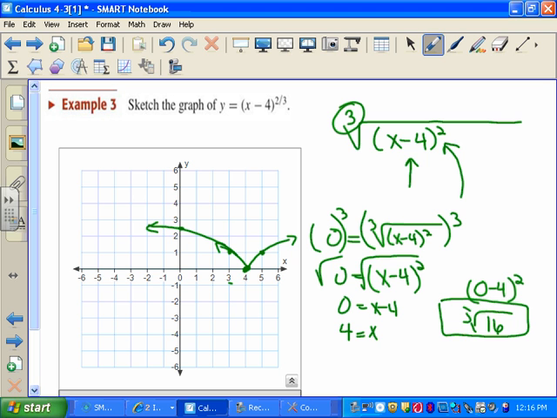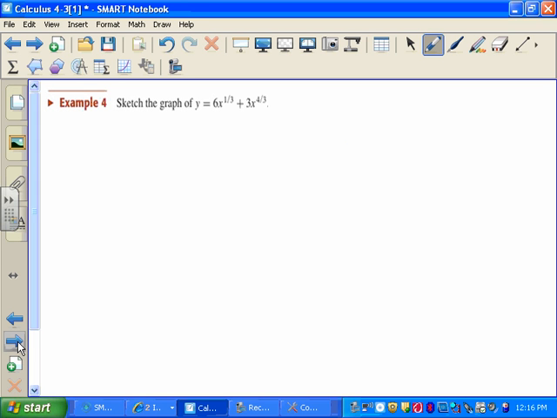Important points, we want to have our zeros, our intercepts, and we want to know what's happening with the function. Okay, sketching the graph of 6 times the cube root of x plus 3 times the cube root of x to the 4th. So what we're going to do is we want to take this and say, okay, what can we do to that? We want a picture. And that to me is just ugly.